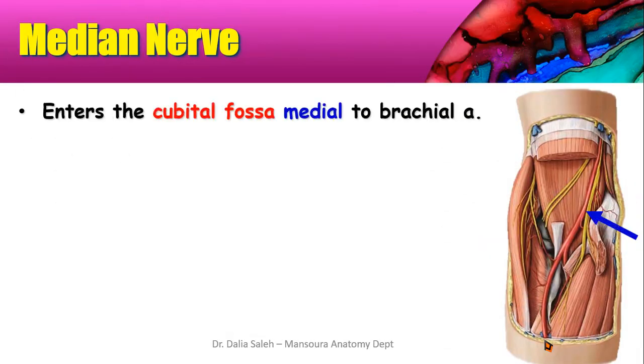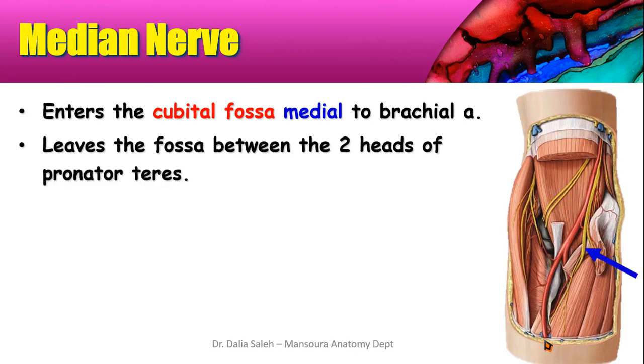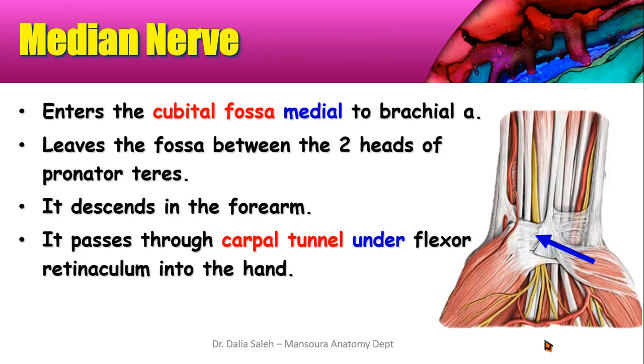It enters the cubital fossa medial to the brachial artery and leaves it between the 2 heads of the pronator teres muscle. And then it descends in the forearm, then passes through the carpal tunnel under the flexor retinaculum into the hand. And remember that it is a dangerous position for the median nerve because it could be compressed here.